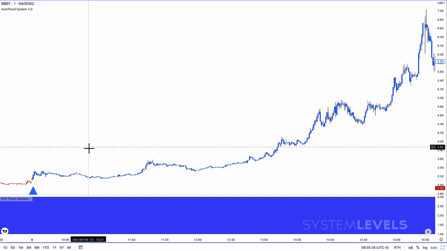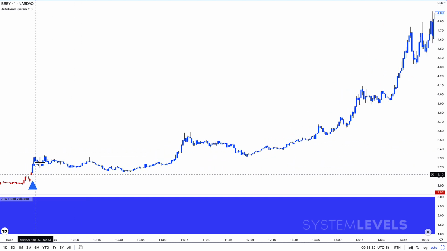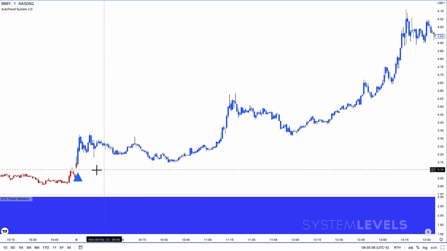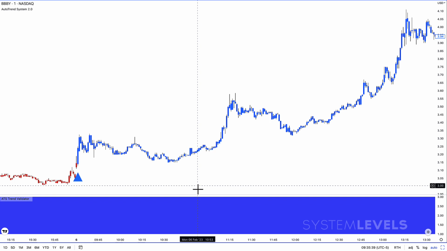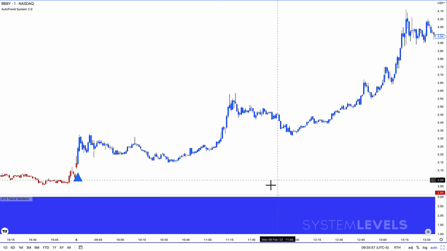So let's start with the classic AutoTrend system. If you remember from the previous videos, the way that the AutoTrend system used to work in the past is it would display down here a sort of histogram, and we would take signals off of that. So if the histogram was red, we would wait for it to turn blue so we can go long. And we would take a trade there.